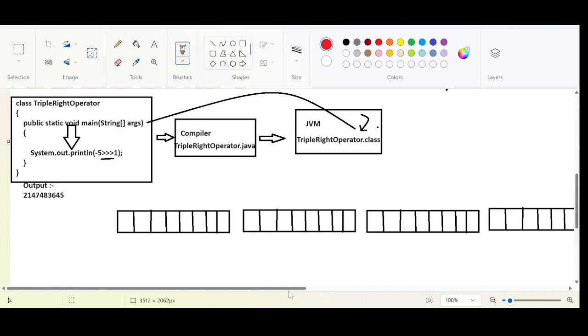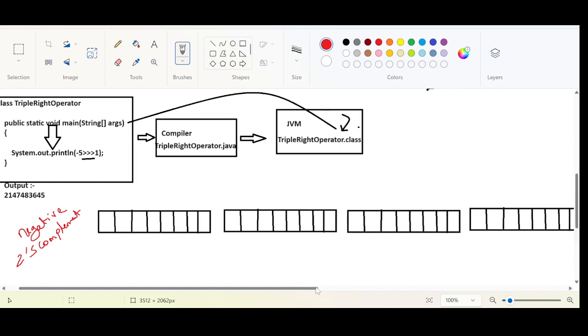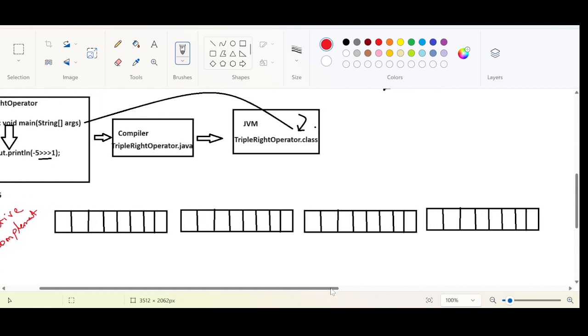When you want to represent a negative number, you need to do what? You need to do 2's complement. You need to do 2's complement. Positive number. So what is the positive binary number representation of 5? Right? This is the positive binary number representation of 5. Very simple. This is how the positive binary number gets represented, isn't it?